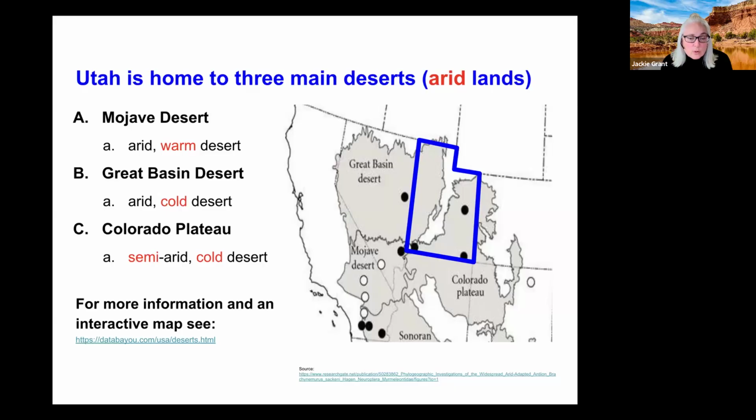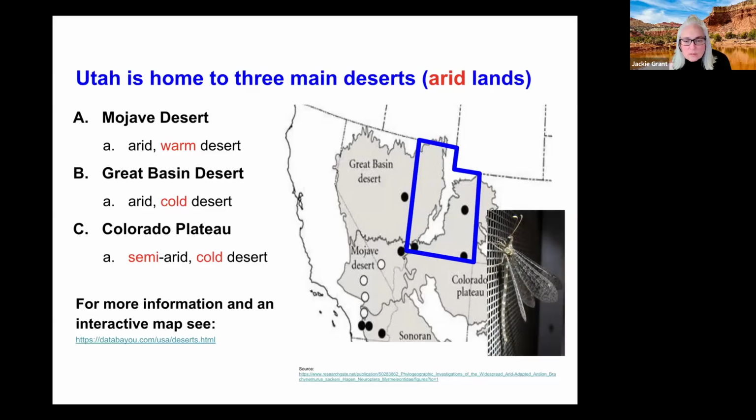In Utah, we have those three main deserts. So the first is the Mojave Desert, which is an arid, warm desert. And that just means it gets hot. It rarely snows in the Mojave, and we only have a little bit of it in Utah, down by St. George in that southwest corner of the state.